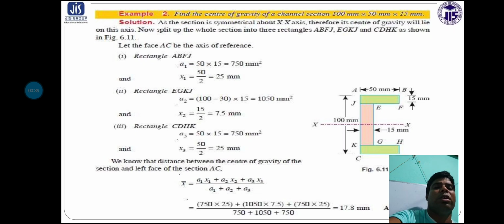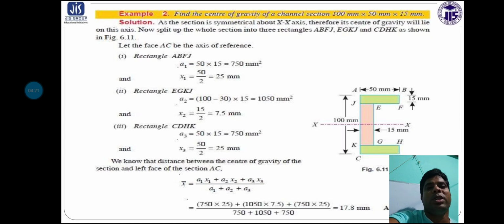X1 will be calculated as per the rectangle equations, that means 50 by 2, 25 millimeter. Now the rectangle EGKJ, that means A2 is equal to (100 minus 30), that means 70 into 15, that means 1050 millimeter square. And X2 will be 15 by 2, that means 7.5 millimeter. And rectangle CDHK, that means A3 will be 50 into 15, 750 millimeter square, and X3 will be 50 by 2, that means 25 millimeter.